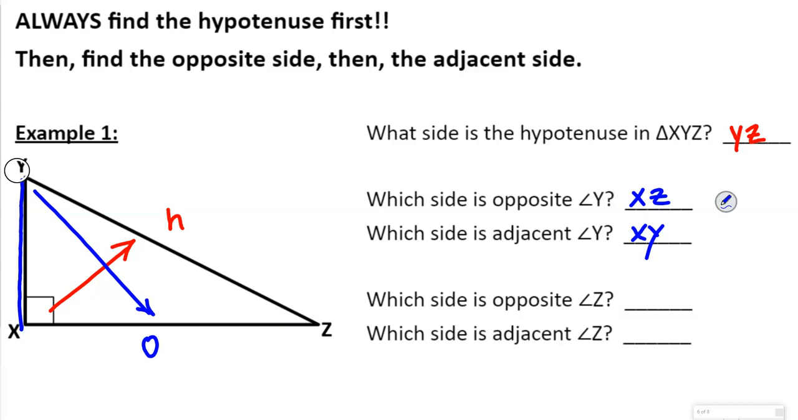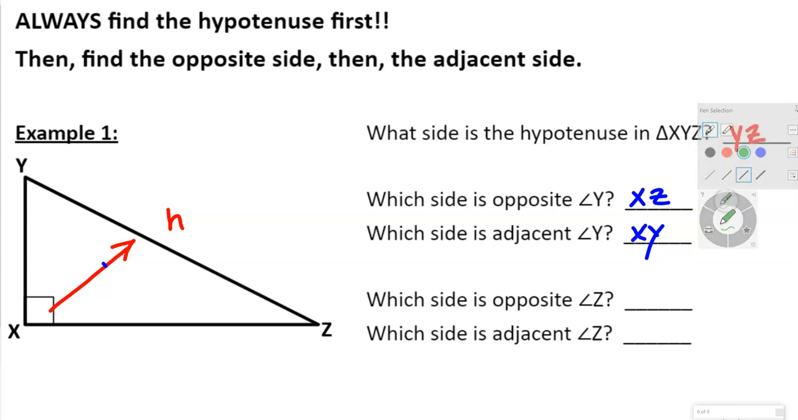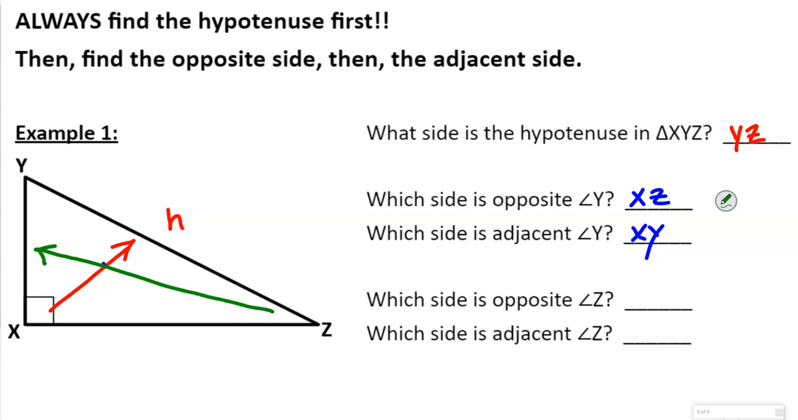So now I'm going to erase all that. The only thing that's not going to change is our hypotenuse, right? So our hypotenuse is going to stay our hypotenuse, right? So I'm going to erase all the rest of this. Now it says what side is opposite angle C. Okay, so what we're going to do is I'm going to do this in green. So what side is opposite angle Z? Right there. So that was our what? XY.